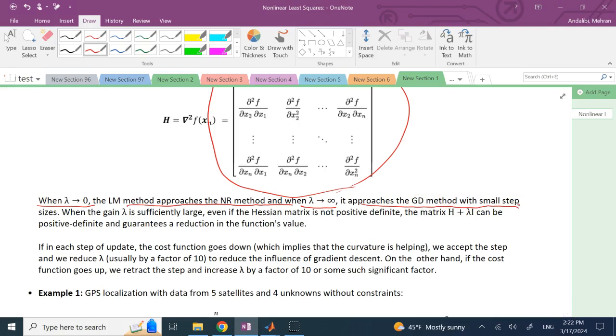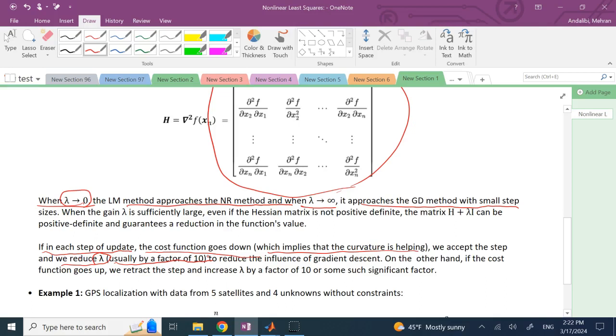What we do is we move on with the updates of x and the function, and if the cost function f goes down, which means we are getting closer, or the curvature is helping, then we accept that reduction and we reduce the lambda. When we reduce the lambda, we are getting closer and closer to Newton-Raphson, because Newton-Raphson can do a great job closer to the optimal point. So we typically bring lambda down by a factor of 10, by an order of magnitude.